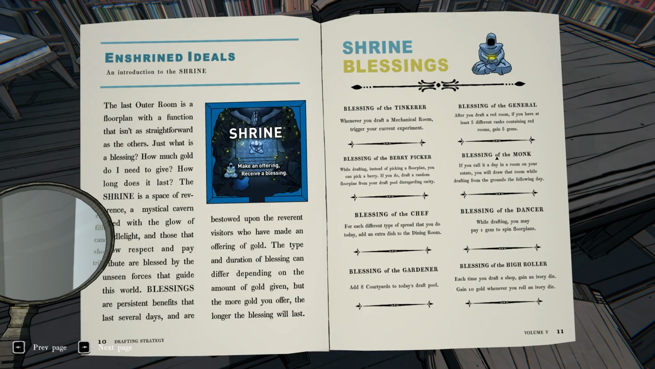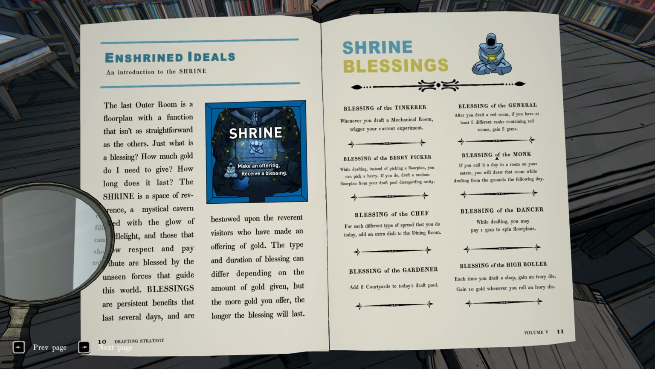The shrine is a space of reverence, a mystical cavern filled with the glow of candlelight, and those that show respect and pay tribute are blessed by unseen forces that guide this world. Blessings are persistent benefits that last several days and are bestowed upon the reverent visitors who have made an offering of gold. The type and duration of blessing can differ depending on the amount of gold given, but the more gold you offer, the longer the blessing.